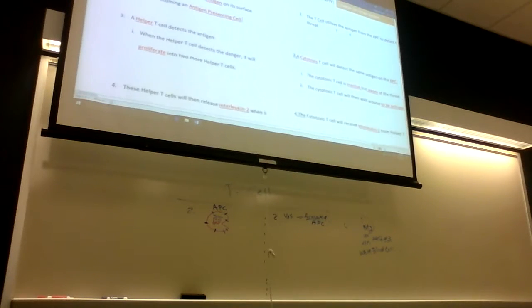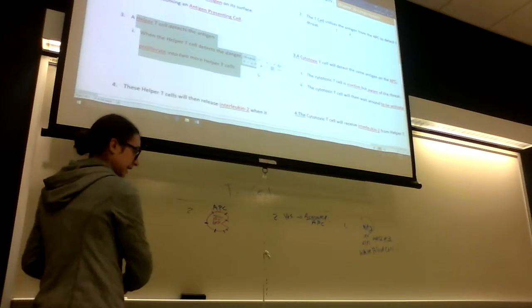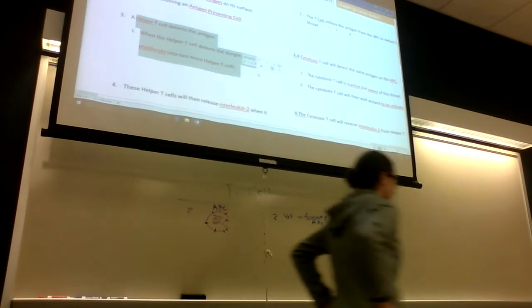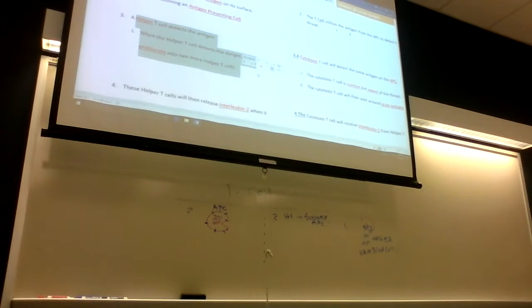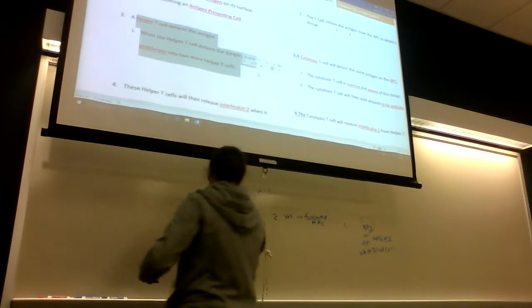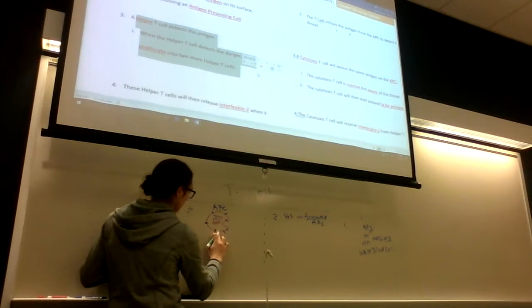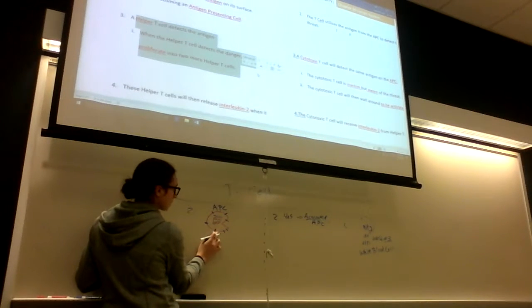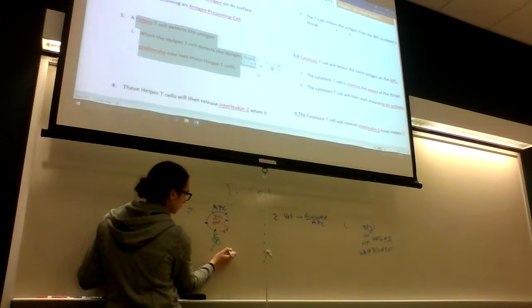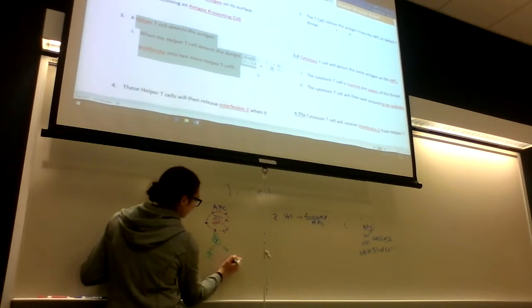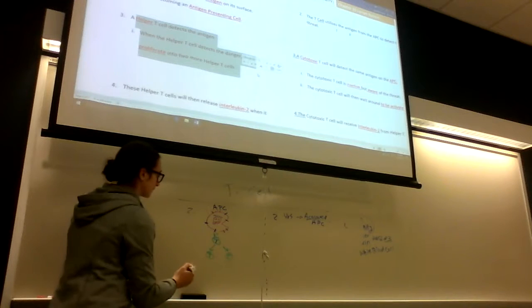A helper T cell will detect the antigen. When the helper T cell detects the danger, it will proliferate into 2 more helper T cells. So then your T cell, oh, I threw that marker. Your T cell, I got it. Your T cell is going to come along and attach. It's going to attach and make contact, and it's going to split into 2 more helper Ts. That's step 3.